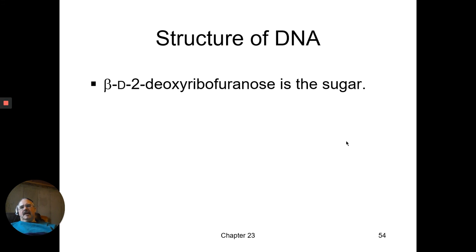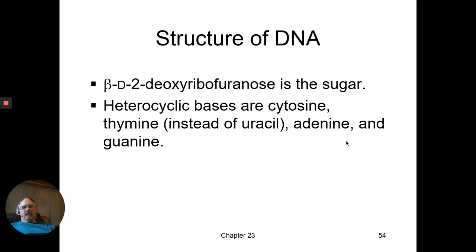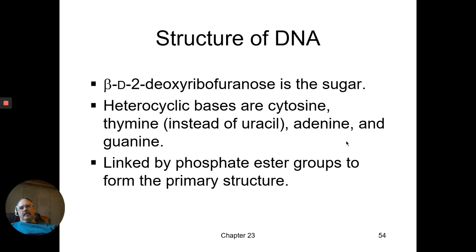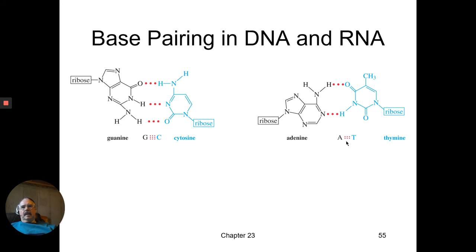Okay, so in the structure of DNA, we have the beta-D-2-deoxyribofuranose for the sugar, and we have 4 heterocyclic bases. These are linked by phosphodiester groups to form the primary structure. And then we have base pairing between strands. So guanine pairs with cytosine, adenine pairs with thymine.